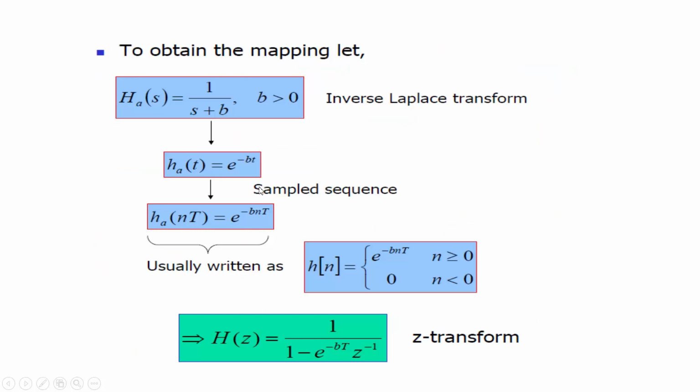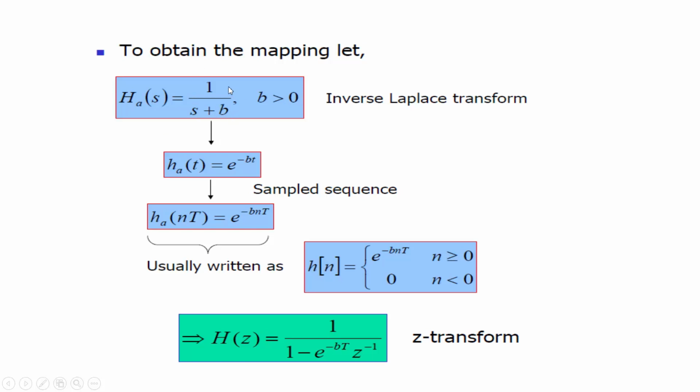Now let us take an example and see what kind of mapping is there in the impulse invariant method. If you look at this transfer function, the given transfer function is of a low pass filter. In the S domain, it is 1 over S plus b, right? So we need to first get the impulse response in the time domain of the analog filter, right?